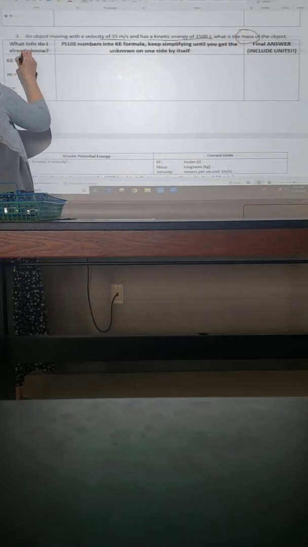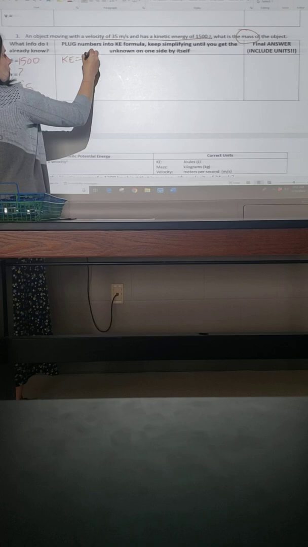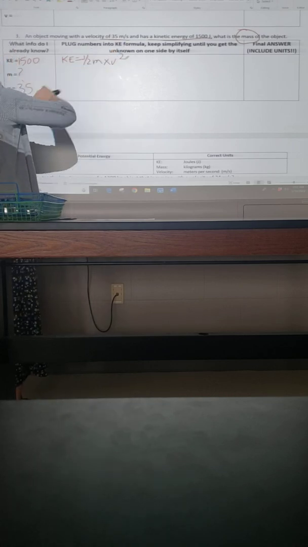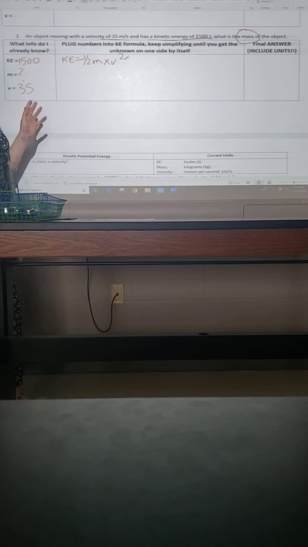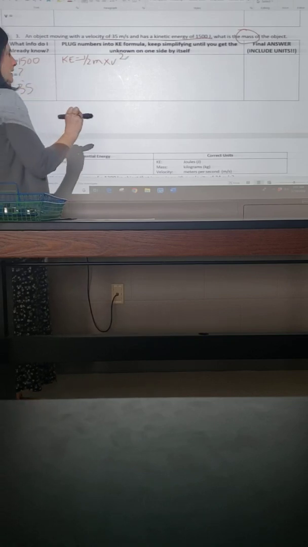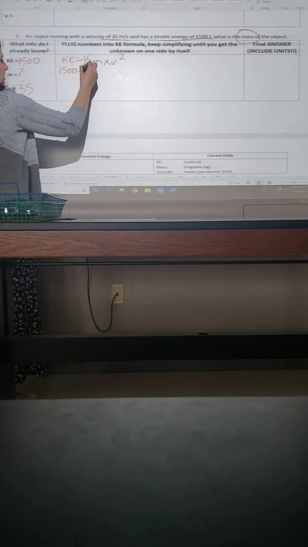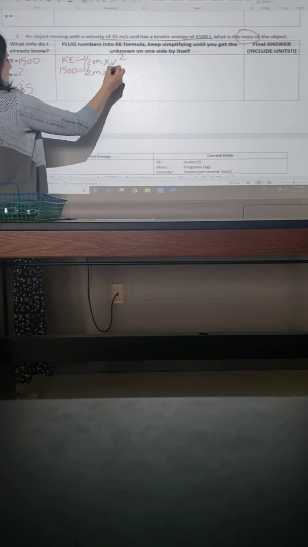Kinetic energy was 1500. Velocity was 35. So KE equals 1/2 m times v squared. Always write your equation, even if you think, I don't need to, I'm just going to plug things in. Please don't skip this step. I promise, the people who don't skip it usually do better, because they don't miss a step.